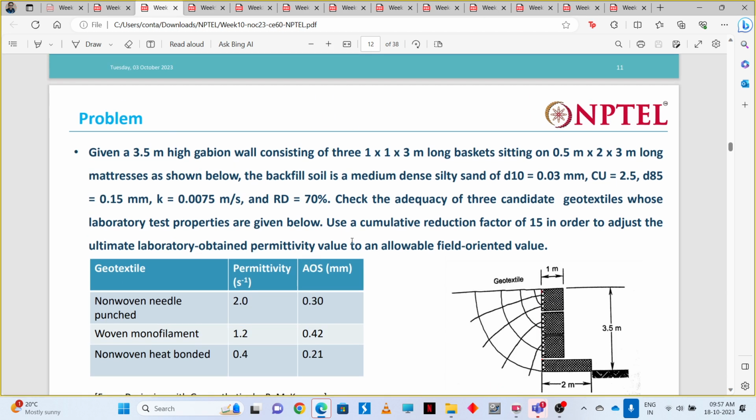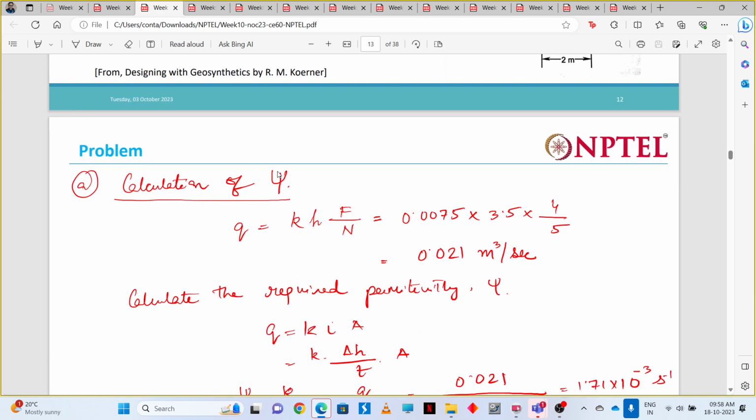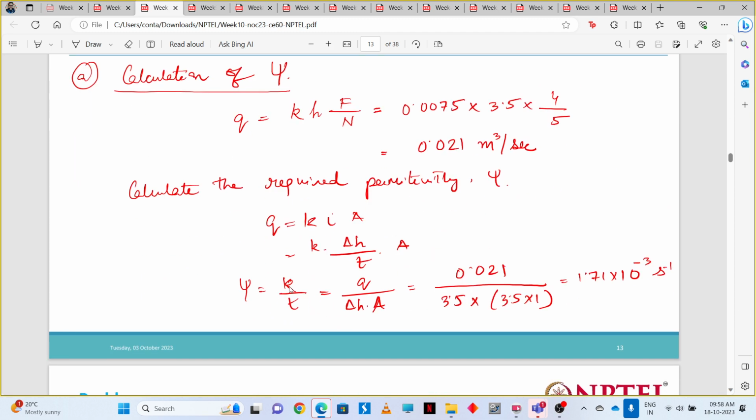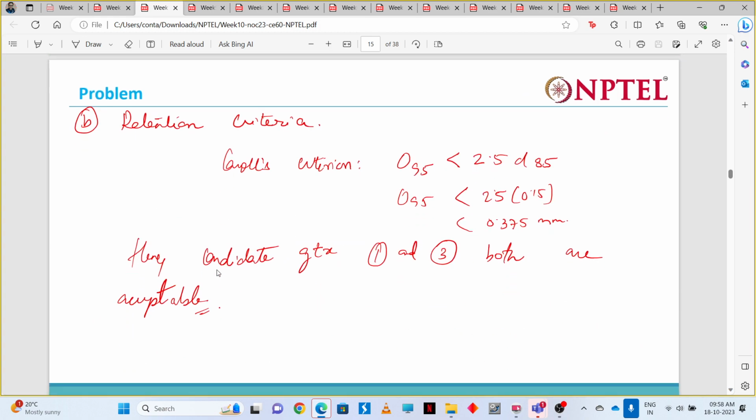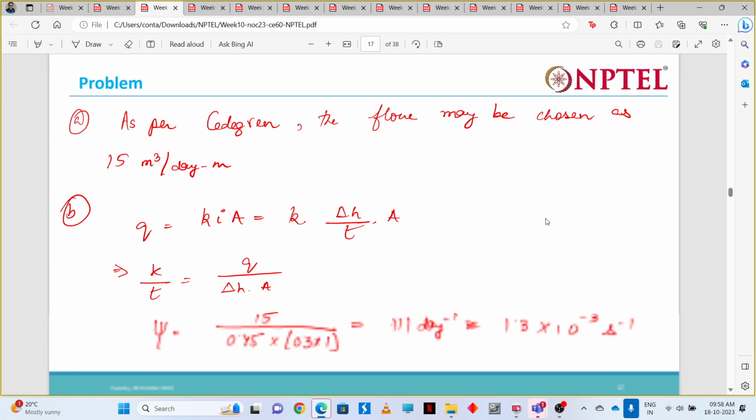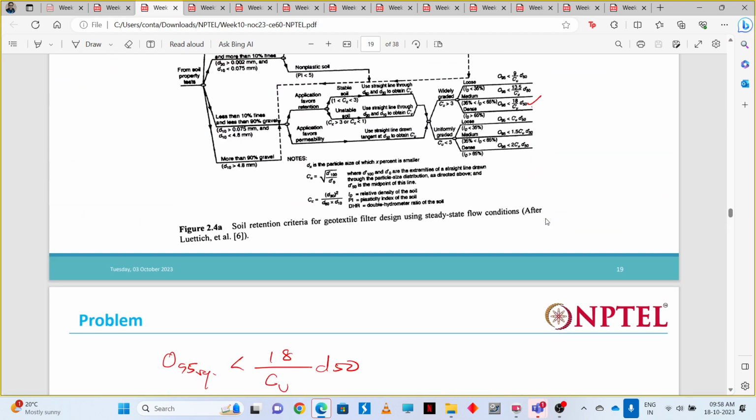In filtration, the thing that governs is the cross plane permeability, which is given by permittivity, and drainage is governed by in plane permeability. That we'll see. So permittivity determines the cross plane flow of water. How to determine the factor of safety, all these things we saw. We already solved many problems, so I am not going to repeat this again.